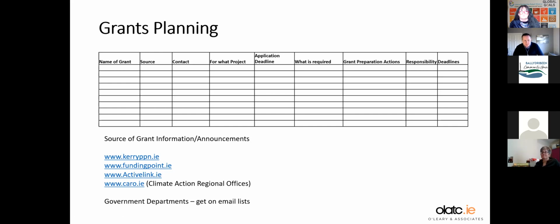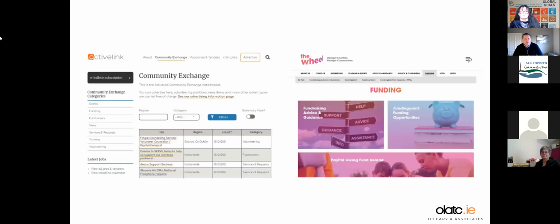There's no secret system out there. This is all publicly available to you online. This is the Active Links website. You can see it's a very simple database: the title of the grant, the region that it's relevant to, the listed deadline, and the category. You can search for things as well by region and category, and you can filter it. Then, if you click on the funding opportunities here, it brings up a database very similar to this, with a list of all the grants and the deadlines. So again, you might miss some deadlines, or some things might be way down the line.